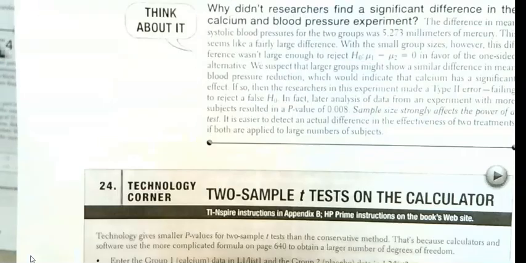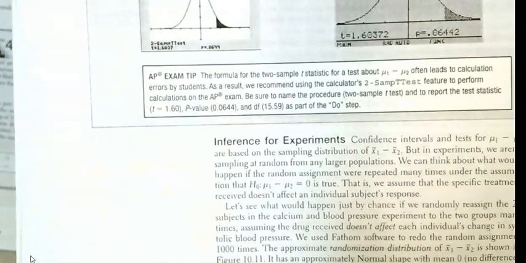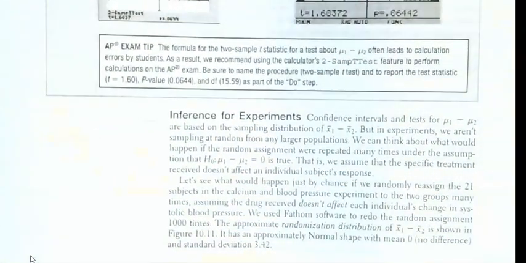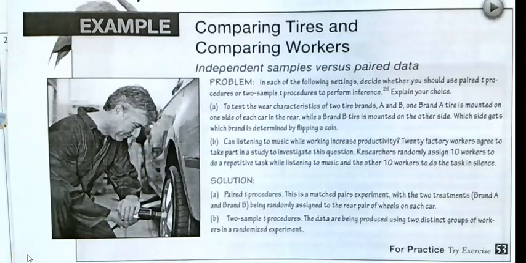All right, let's wrap this up. Hopefully you finished the reading. This tells you more about how to use a calculator to do it. Let's talk about inference from an experiment, as in, can we project this onto a large population? Let's close up this unit by talking about comparing tires and comparing workers, and talking about paired examples versus t-distribution examples that are not paired.